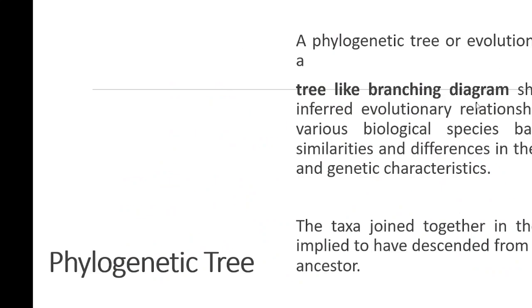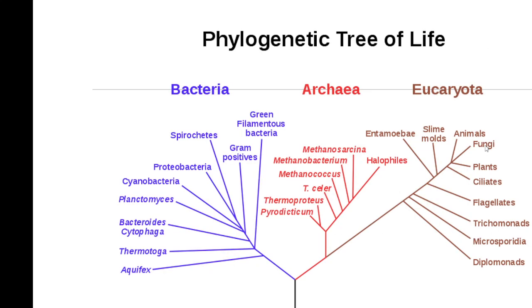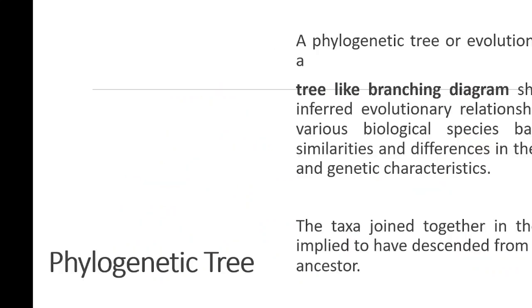So, inferred evolutionary relationship based upon similarity and differences, and this tree has been constructed based upon our knowledge of what is similar and what is dissimilar. That is the idea that is shown.